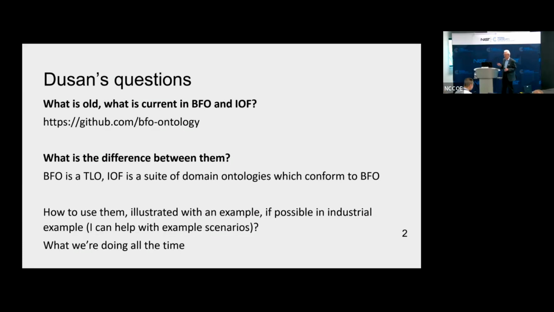So BFO is what we call a top-level ontology. That means it's an ontology which starts at the very top with very general terms like object, process, and so forth. And those terms then provide what you need to start writing definitions of more specific terms like factory or week or person. So BFO is very small.